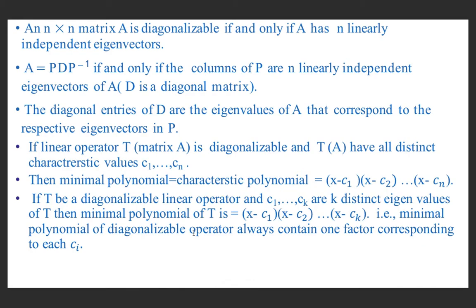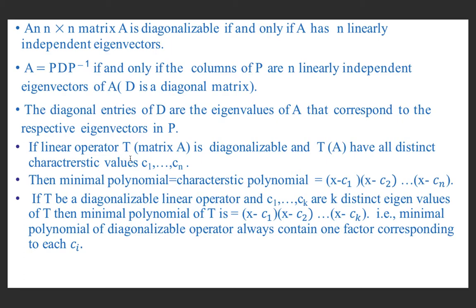So an n by n matrix A is diagonalizable if and only if A has n linearly independent eigenvectors. A is equal to P D P inverse if and only if the columns of P are n linearly independent eigenvectors of A. Here D is the diagonal matrix. The diagonal entries of D are the eigenvalues of A that correspond to the respective eigenvectors in P.